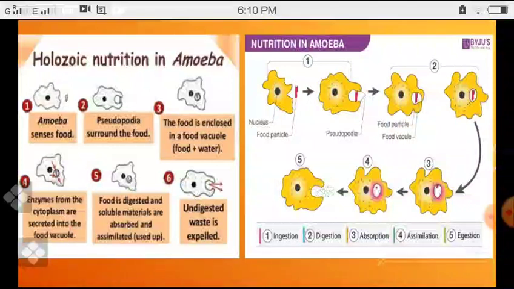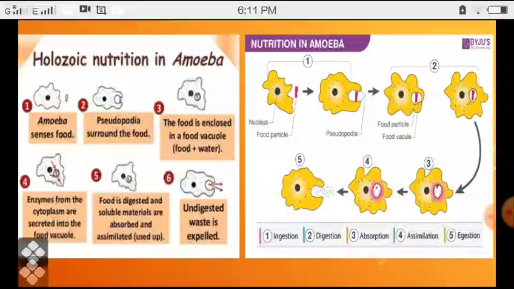Next, the food is enclosed into a food vacuole. This food vacuole, engulfed inside the amoeba, has the food along with water. This process is called digestion. Enzymes from the cytoplasm are secreted into the food vacuole so that the digestion process completes. Because it is a unicellular organism, a single cell takes part in all the life processes.